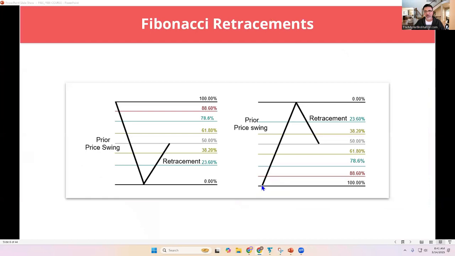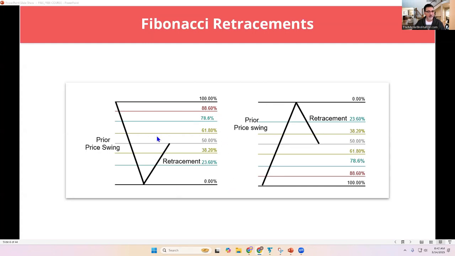So some basics here. We're always using a prior swing down or a prior swing up. The retracement level is the bounce back up, retracing the prior swing. The more common Fibonacci retracements and extension levels would be the 23.6, 38.2, 50, the 61.8, 78.6, and 88.6.